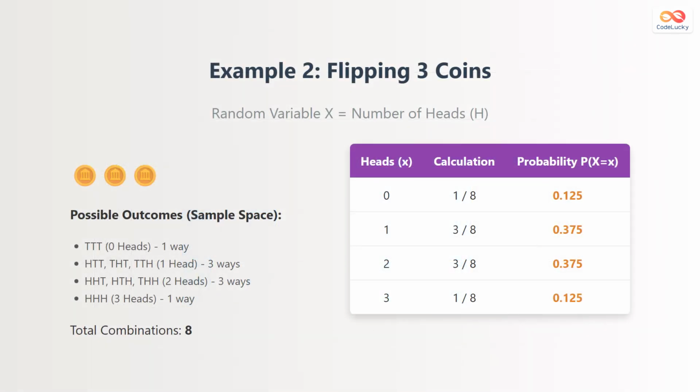Now, let's try something slightly more complex. Imagine flipping 3 coins and counting the number of heads. We could get 0, 1, 2, or 3 heads. However, these outcomes are not equally likely. There is only one way to get 0 heads, but 3 different ways to get 1 head.